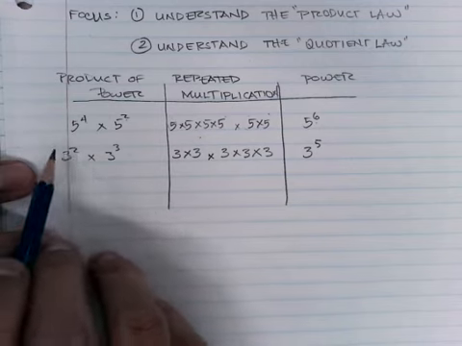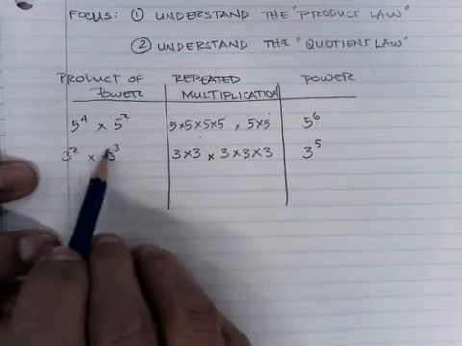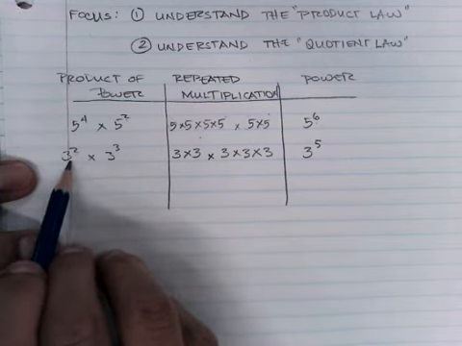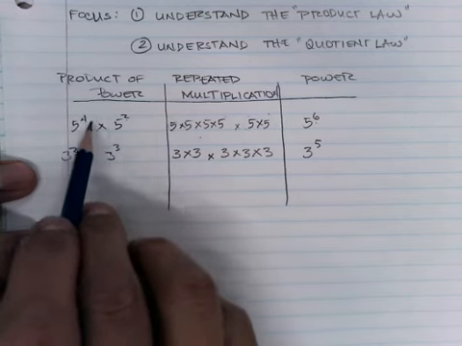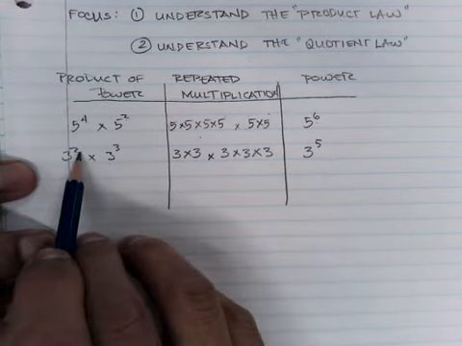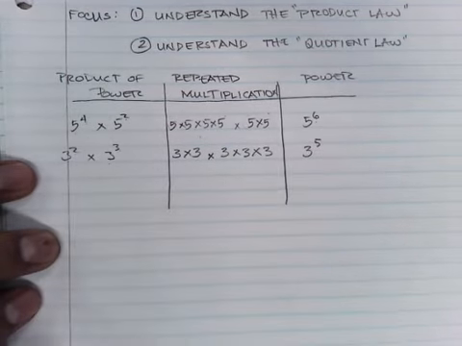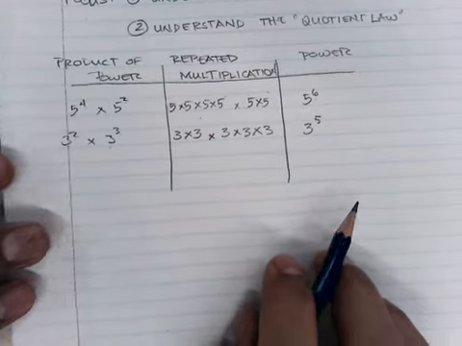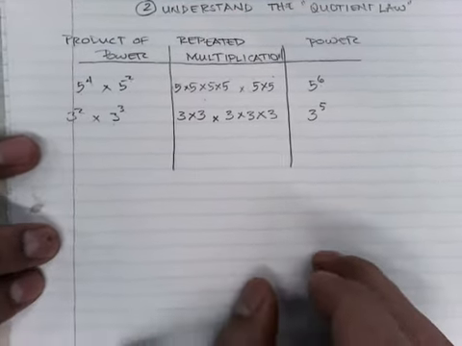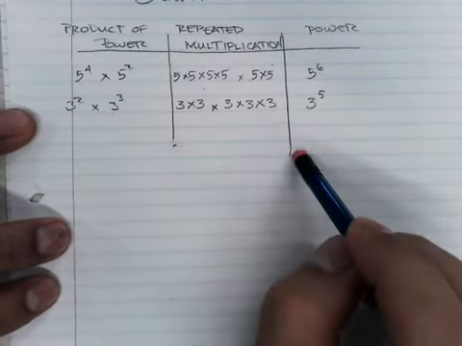Do you see the pattern now? Okay. And some of you might already know this, but really all you're doing is when you're multiplying the powers of the same base, you're really just adding up the exponents. 2 plus 3 here is 5. 4 plus 2 here is 6. Okay. And so that's what the product law is. Okay. So that's what we're going to write down next.